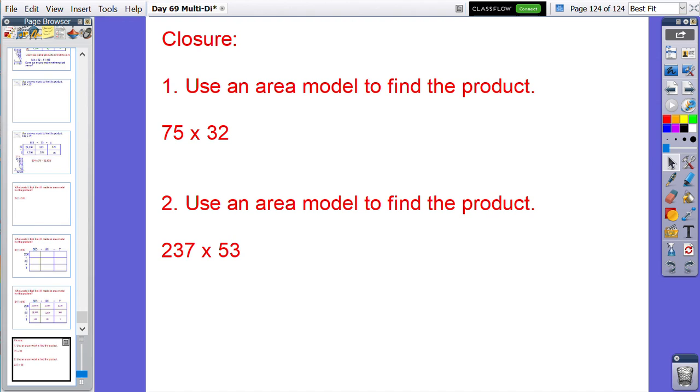Okay, so to close, use an area model to find the product of 75 and 32, and use an area model to find the product of 237 times 53. If you would like to check your work, 75 times 32 is 2,400, and 237 times 53 is 12,561.